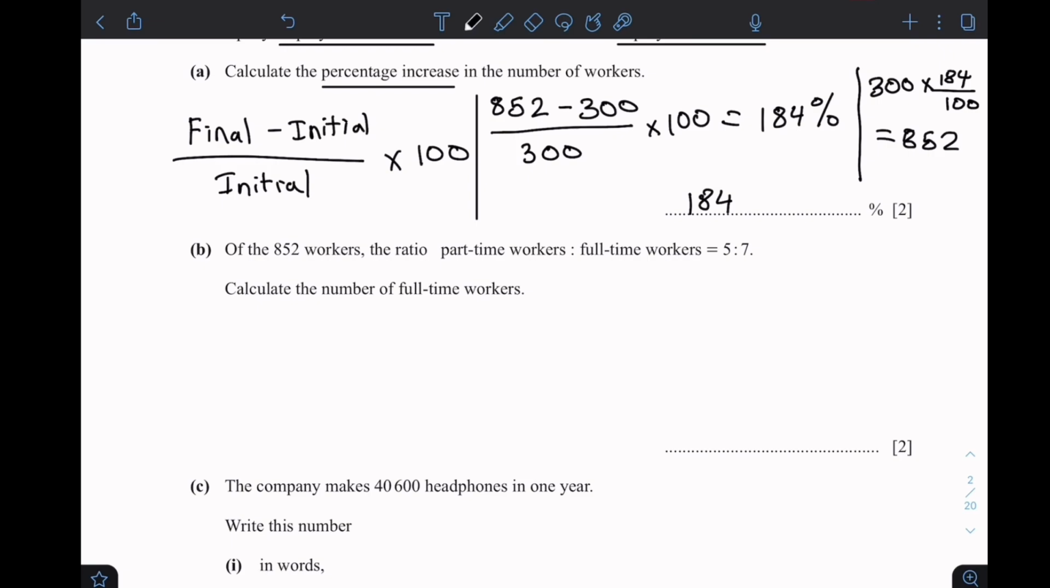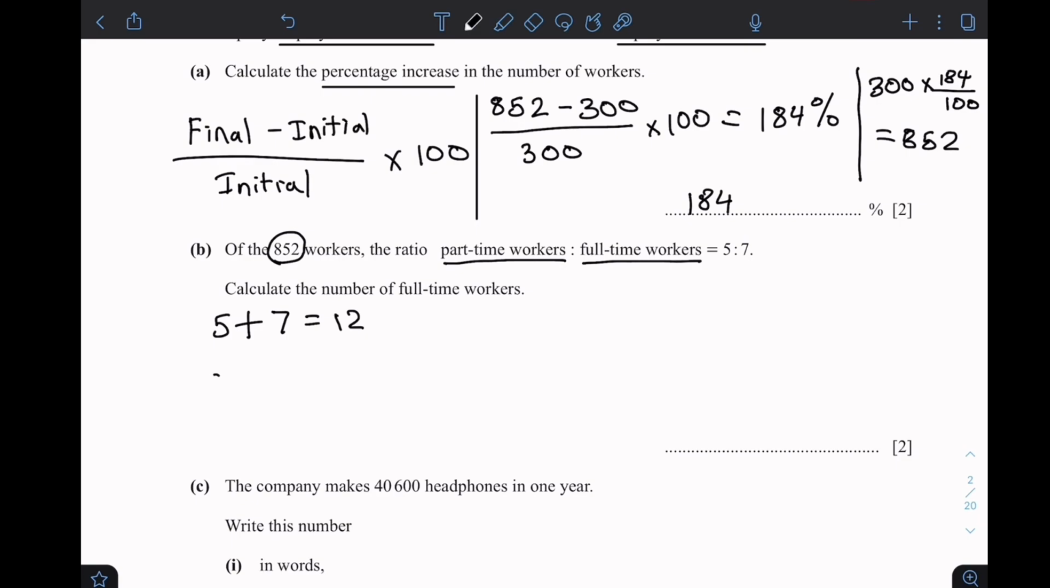So of the 852 workers, the ratio part-time workers to full-time workers is 5 to 7. Calculate the number of full-time workers. So combining part-time and full-time workers, there are 852 workers, okay? So what you need to do is first you add 5 plus 7, which is equal to 12. The reason you do this is because part-time and full-time go in the category of 852 workers. So you need to first calculate the ratio multiple basically.